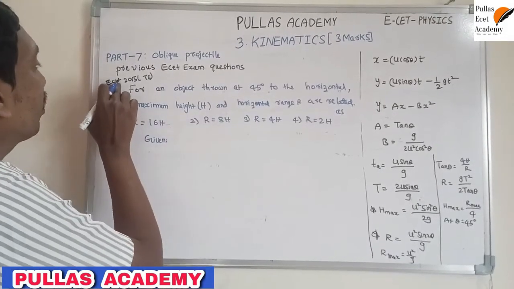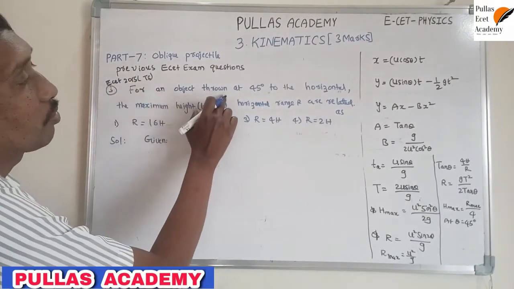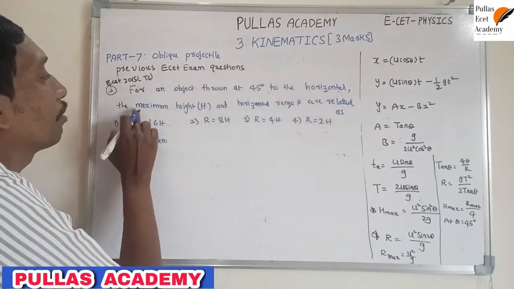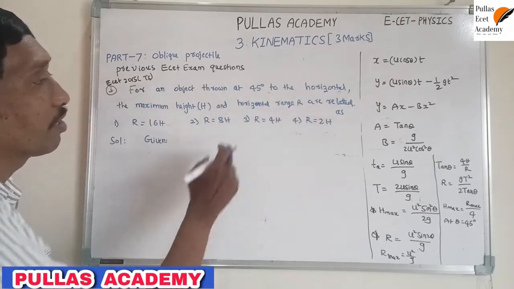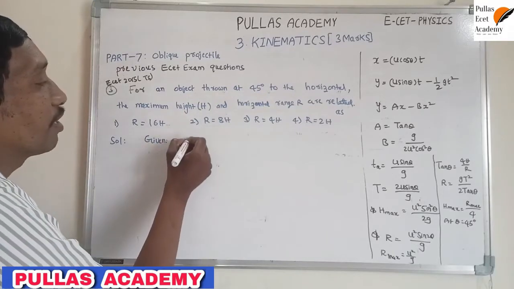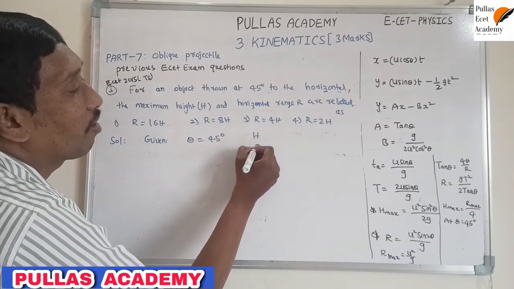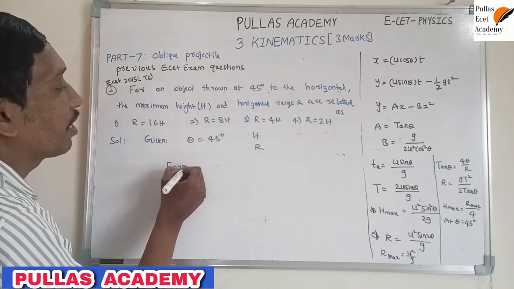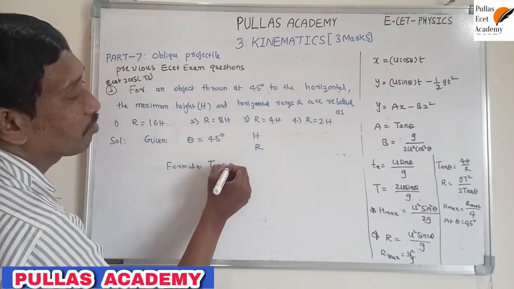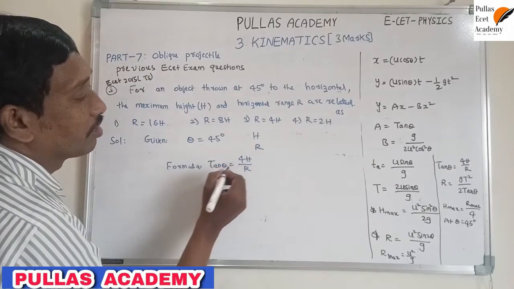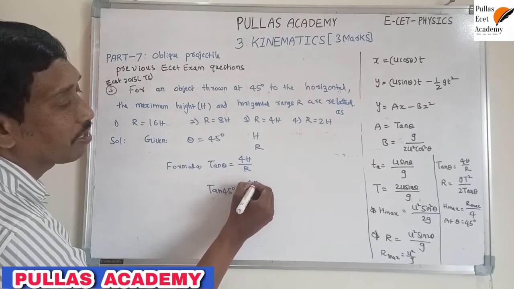The next question is repeated in the ECET 2015 TS paper. For an object thrown at 45 degrees to the horizontal, the maximum height capital H and horizontal range capital R are related as? How to relate it when theta is equal to 45? The given value is theta equal to 45 degrees, maximum height is H, range is R. What is the relation between maximum height and range? Already I explained, this is the formula: tan theta is equal to 4H by R. Here substitute theta as 45 degrees. Tan 45 degrees is equal to 4H by R.